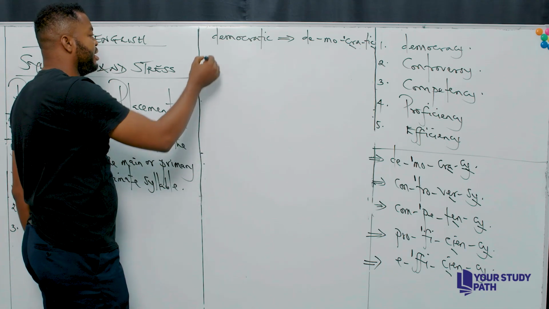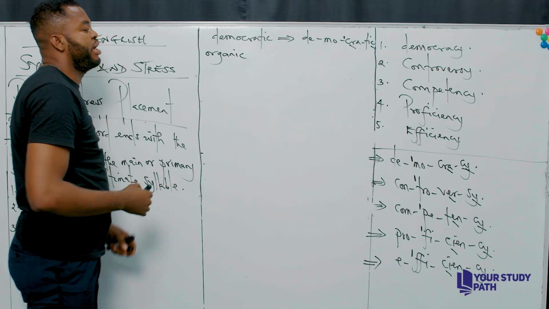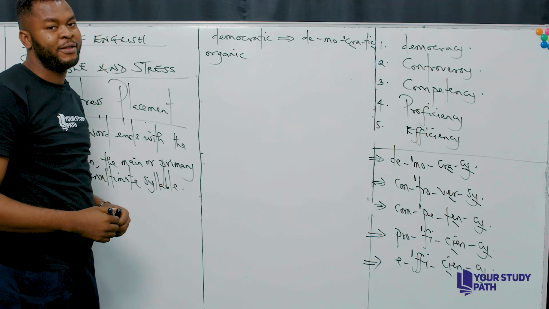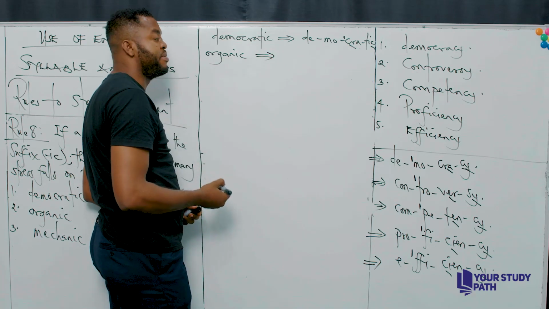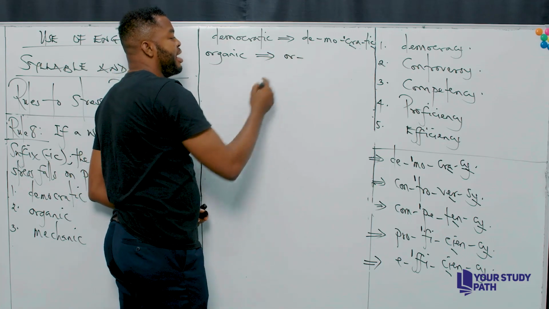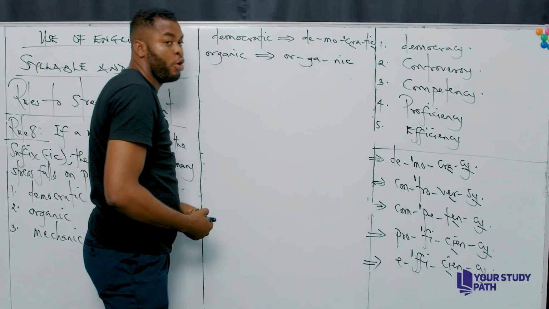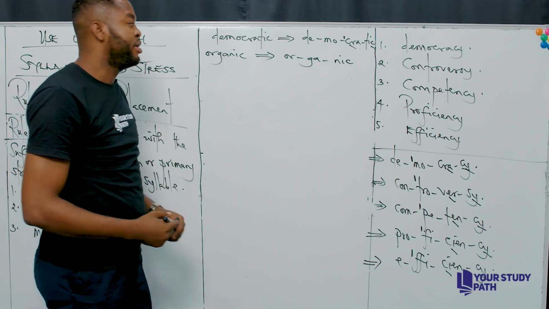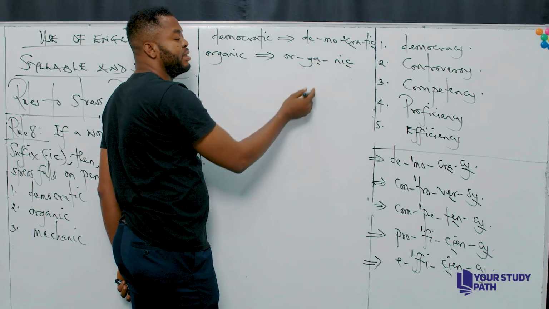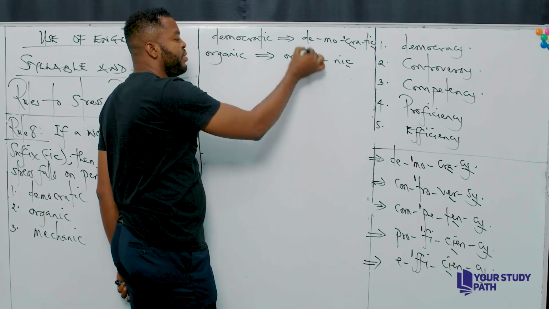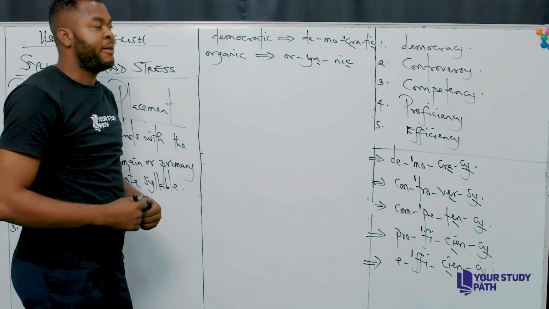Now let's look at the next word. You have organic, O-R-G-A-N-I-C. Organic. Now, in organic, you have the syllabic division O-R-G-A-N-I-C. Organic. Okay? So this is the last syllable. This is the second to the last syllable where you have the stress being placed in organic. Okay?